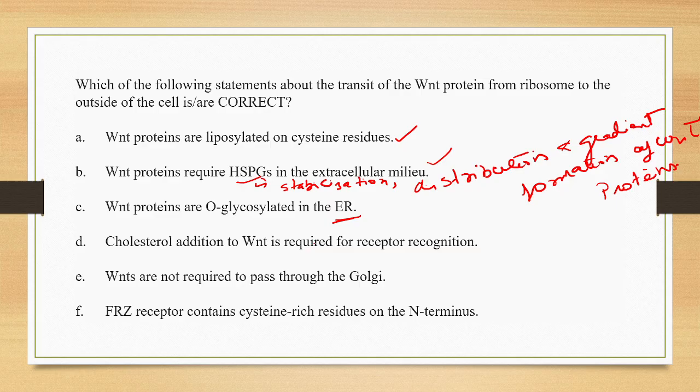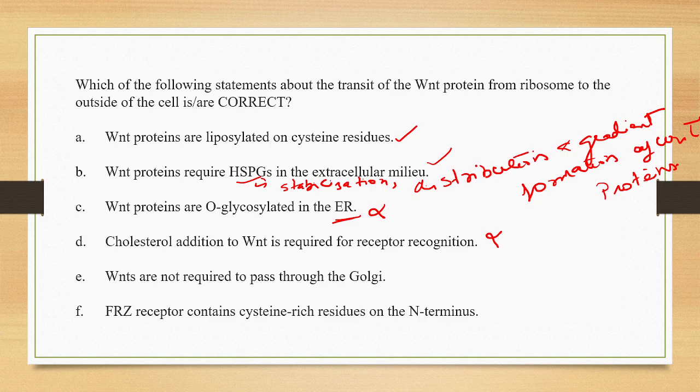O-glycosylation takes place in the Golgi apparatus. So this statement is incorrect. Then, cholesterol addition to Wnt is required for receptor recognition. Is this a correct statement or not? This is also an incorrect statement. Why is it an incorrect statement?